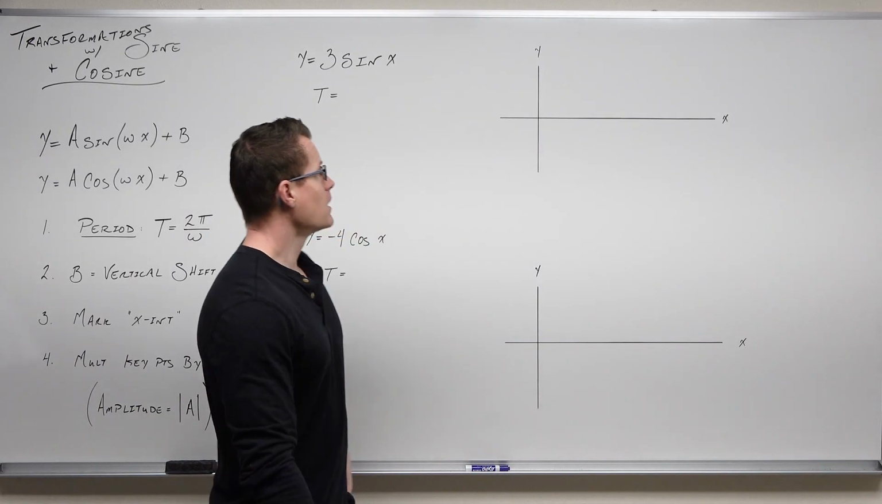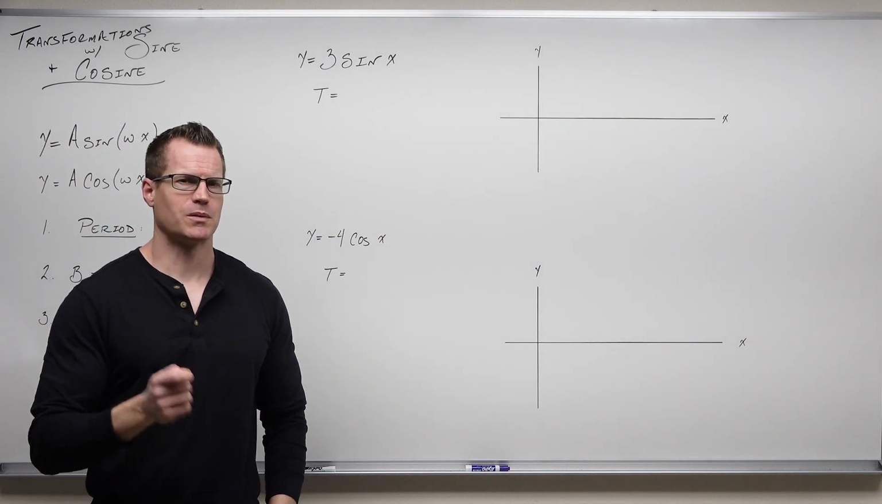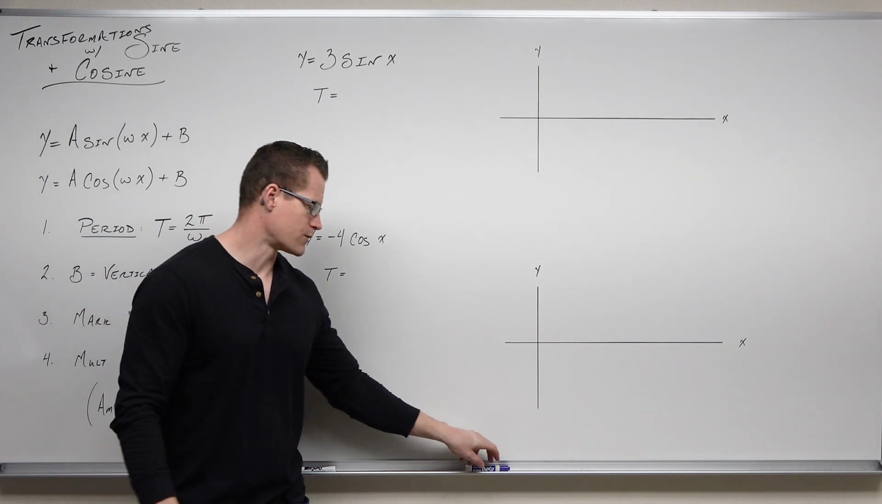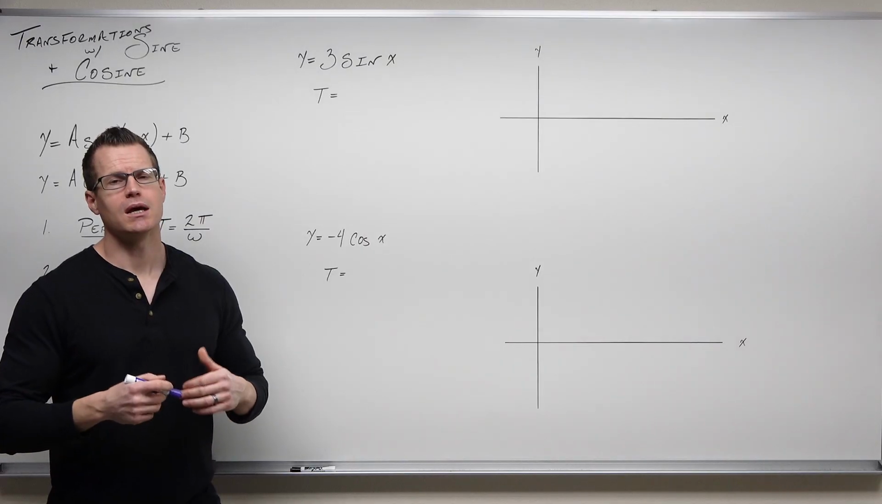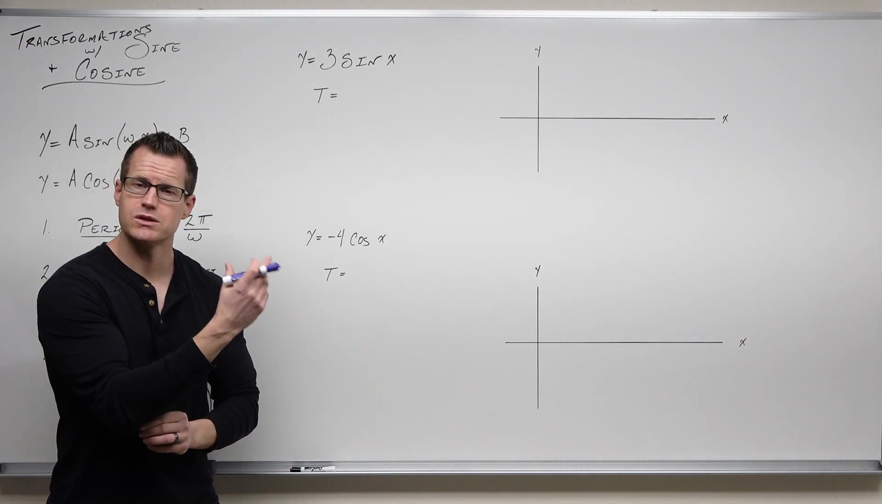So let's get right to it. Let's talk about 3 sine x. I'm going to lead you through this as efficiently as possible. I'm going to give you the steps and show you exactly how and why we're doing that. Whenever you graph any trig function, the first thing you need is whatever the period is. So we're going to take the period, which for sine is 2 pi.